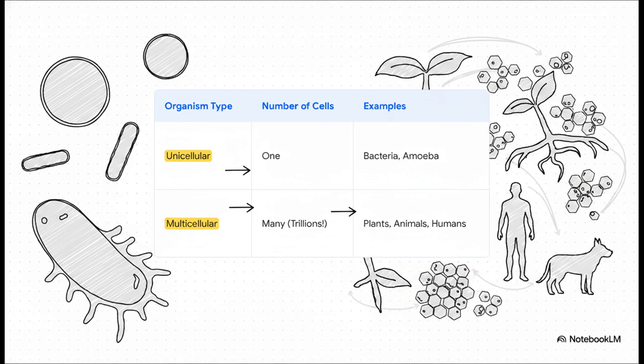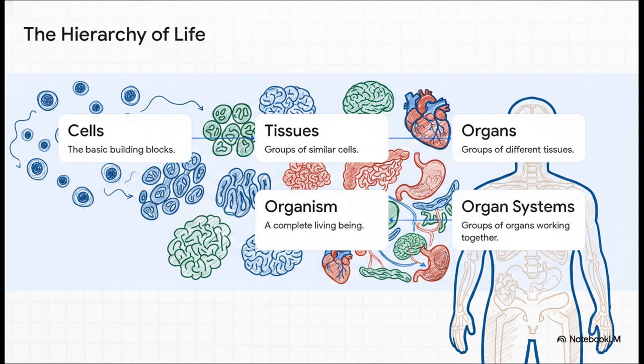But then you've got multicellular organisms. That's us. That's plants. That's animals. We're not just one cell. We're made of trillions of cells, all cooperating in this massive organized society. And that society has a very clear structure, a hierarchy. It starts with the individual cells.